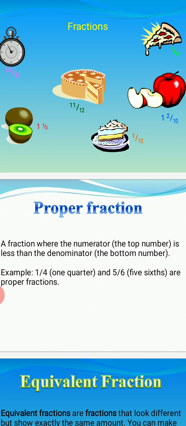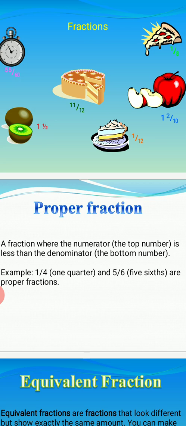Examples of proper fractions are 1 by 4, or 1 quarter, or 5/6. These are examples of proper fractions. Can you imagine an example of a proper fraction in your daily life?